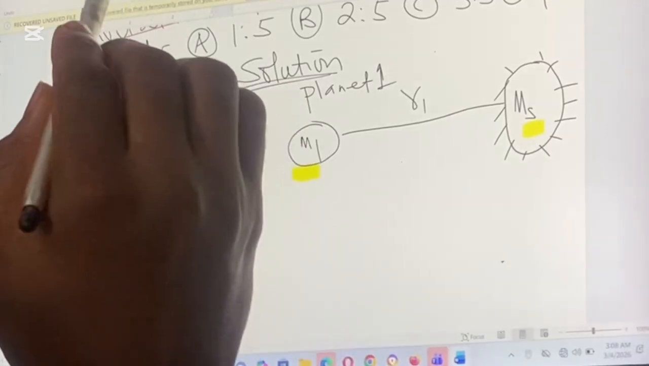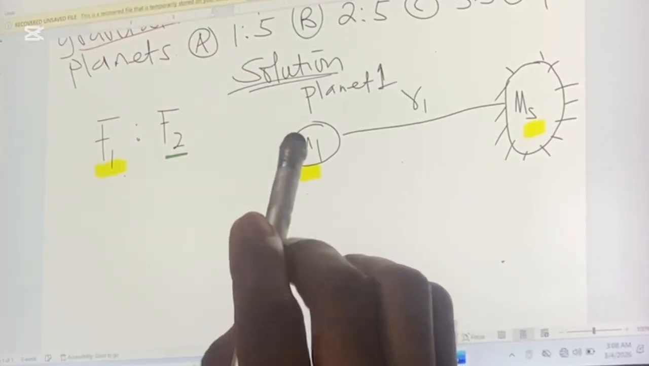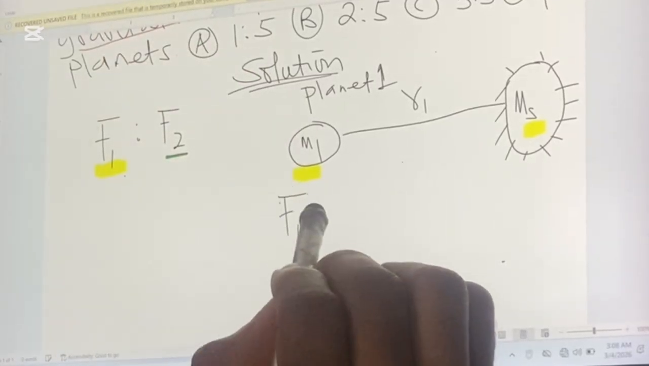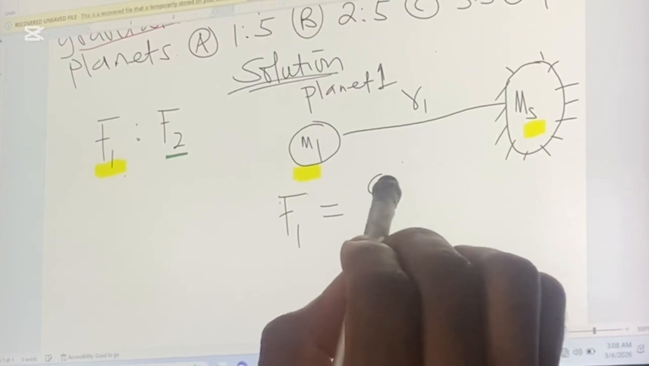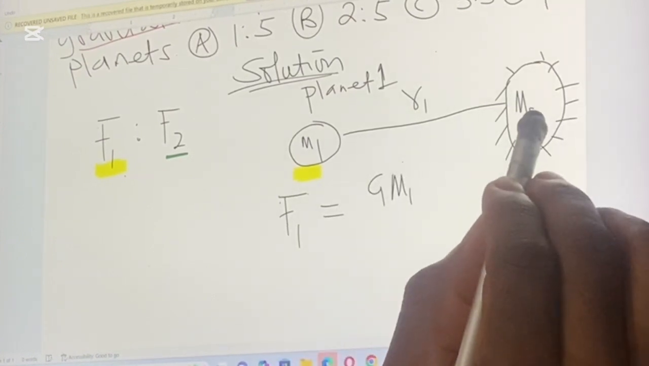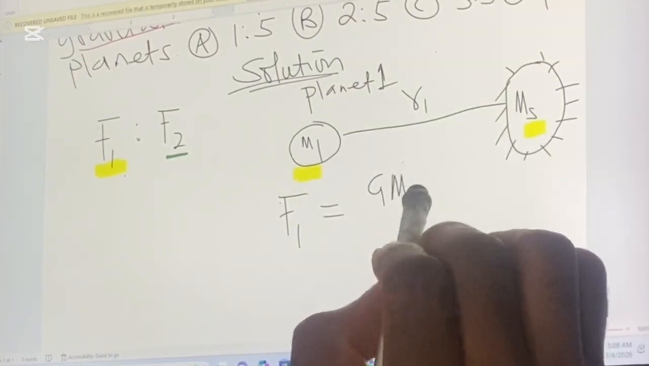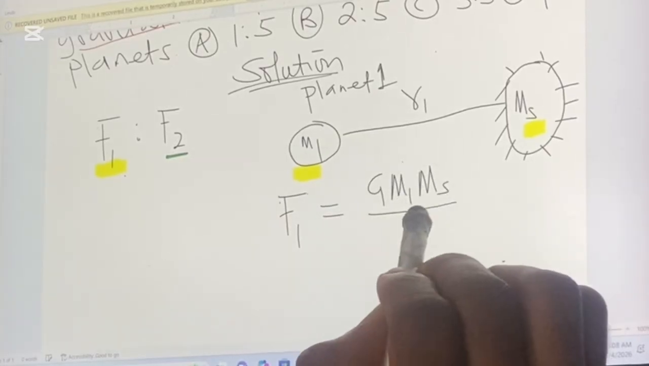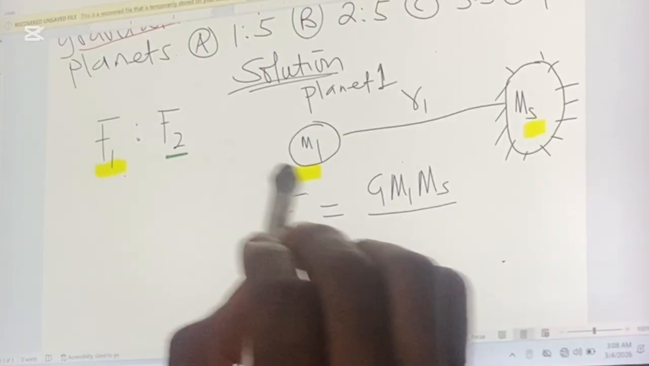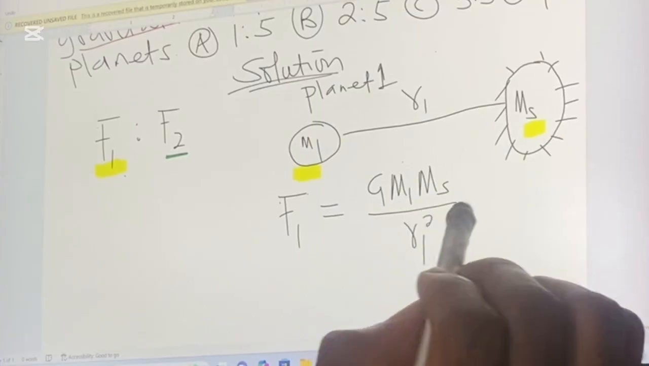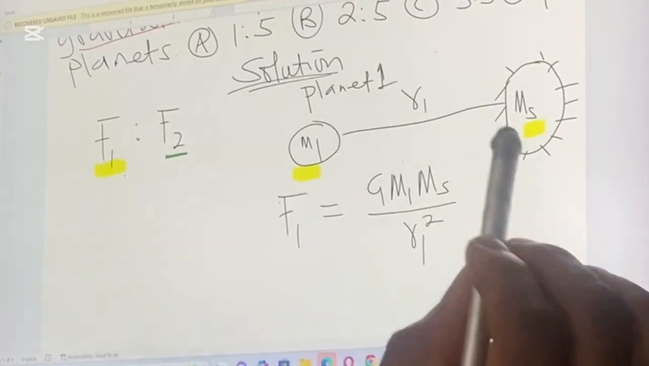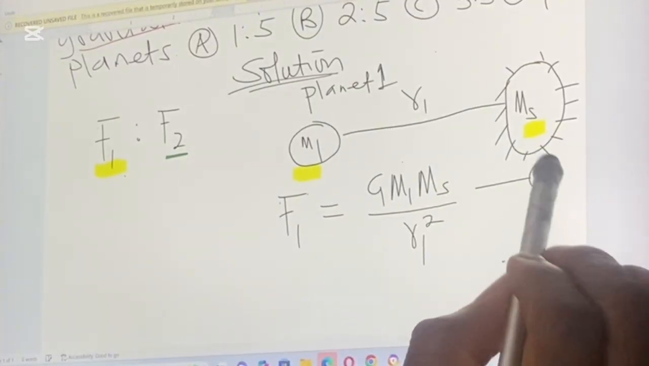So our F1 here will be equal to plus G M1. M2 is the mass of the sun. That's M sun over the distance, which is r1 squared. We have this as the first statement. That's the first equation.